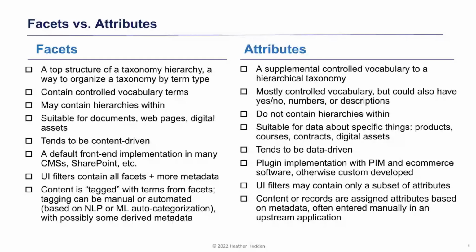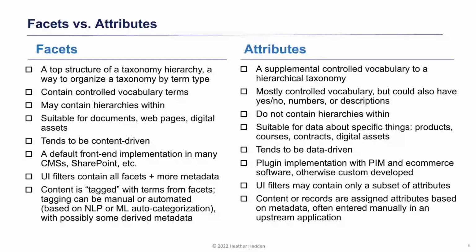Facets, what they're suitable for. Here I had to think about it. Certainly for documents, we saw for articles, maybe web pages, digital assets. And of course, attributes are suitable for products, but also other kinds of specific things like courses. I was even thinking of contracts. And again, digital assets maybe can go either way. But then I was thinking facets are more content driven and attributes are more data driven. And don't try to ask me about all the details behind that, but it's my sense of that as a data and knowledge engineer. I deal with data, I deal with knowledge content as well.